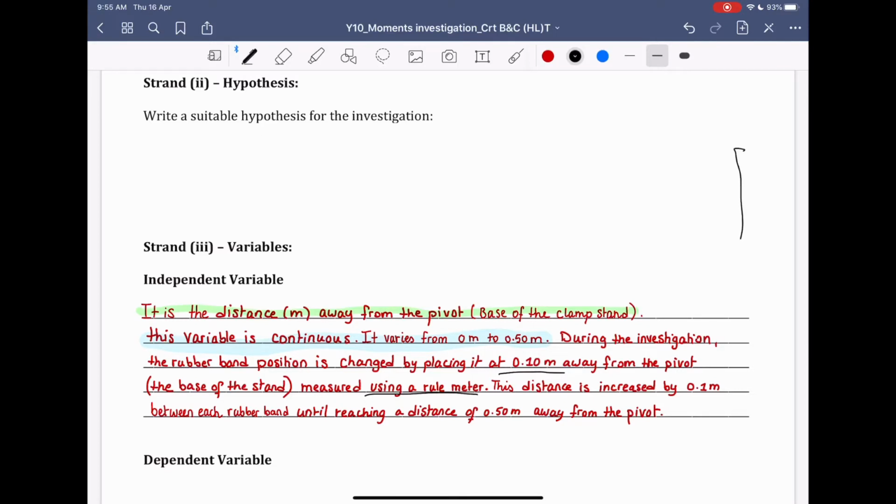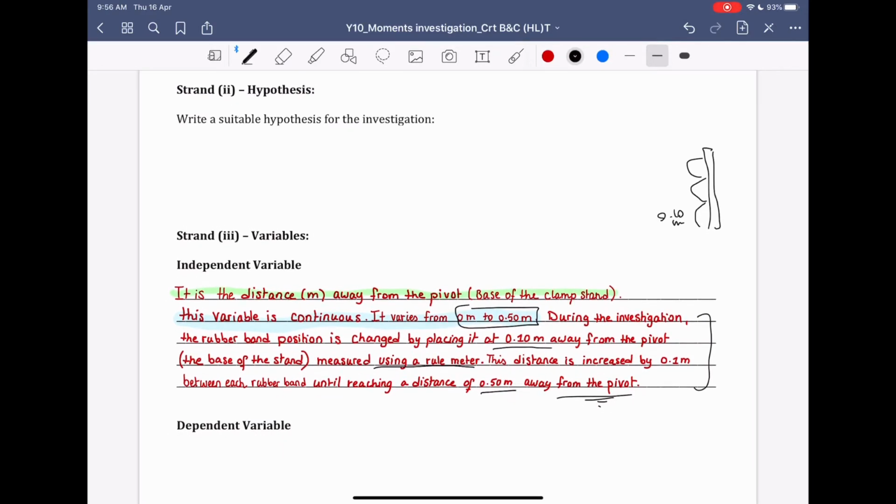So if this is my clamp stand, I'm going to increase it every time by 0.10 meter. I'm explaining to the reader. And this distance is increased by 0.10 between each rubber band until reaching a distance of 0.50. So I used my range to show this, and by being scientific and specific, because I'm using words that are scientific and related to this topic, I am now on a level 7 to 8.